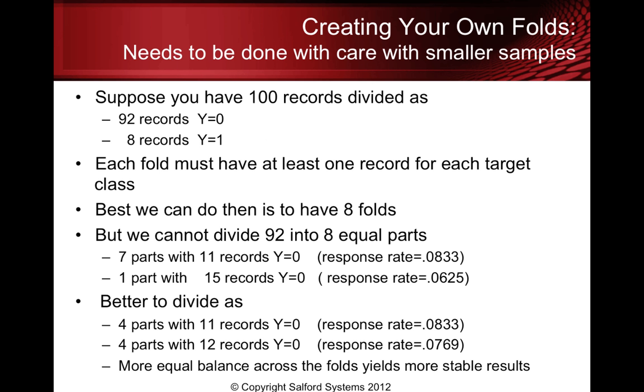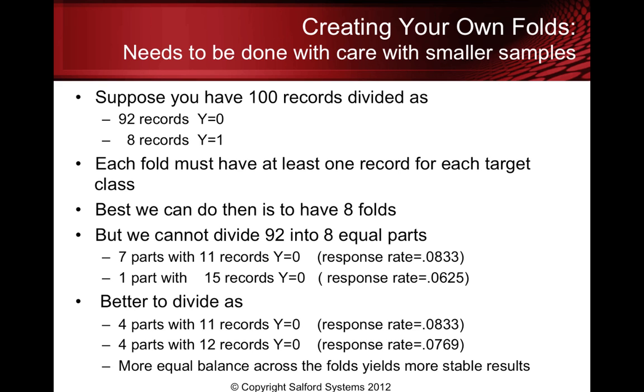Let's look at a data set that has 100 records divided as 92 zeros and 8 ones. The first thing to observe is that it is impossible to do tenfold cross-validation here. Why? Because each fold must have at least one example of the target equal to 1. We've only got 8 of them, so the most that we can do is 8-fold cross-validation. So there are a few different ways in which we could construct that.